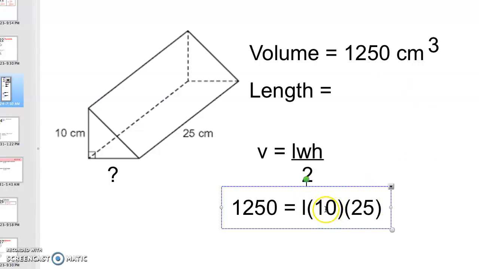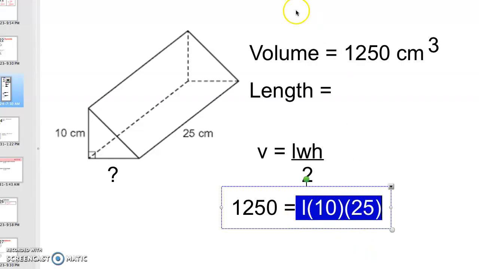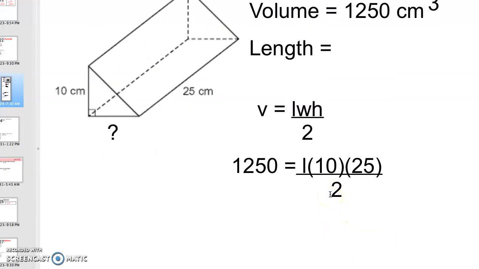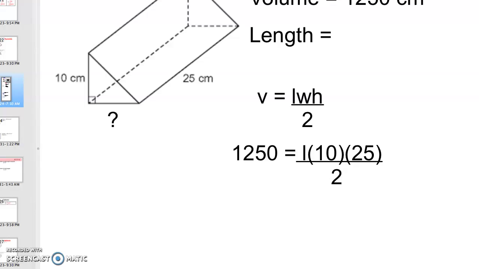I could have put 25 here and then 10 here, because 10 times 25 is 250, and 25 times 10 is 250. It's the same thing. Okay, so we're solving for our variable L. We have to divide by 2. All right, so now we solve this by using inverse operations.